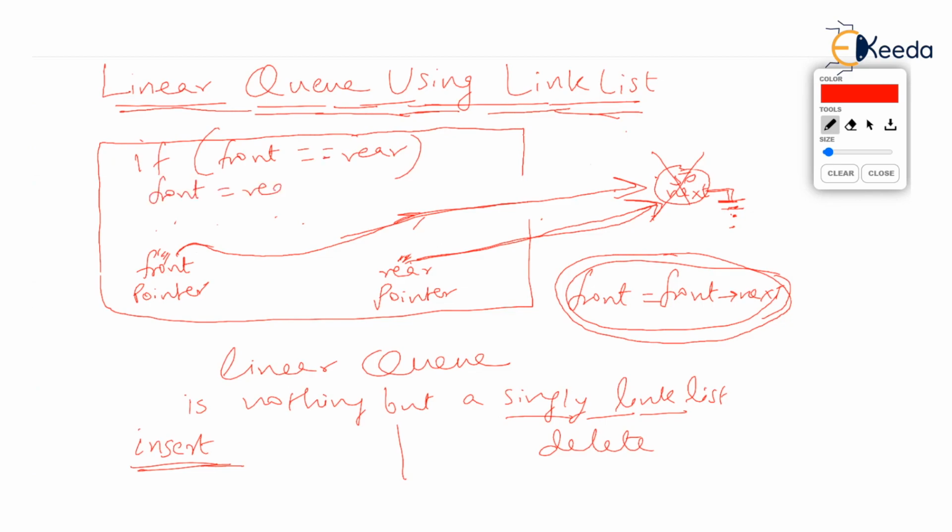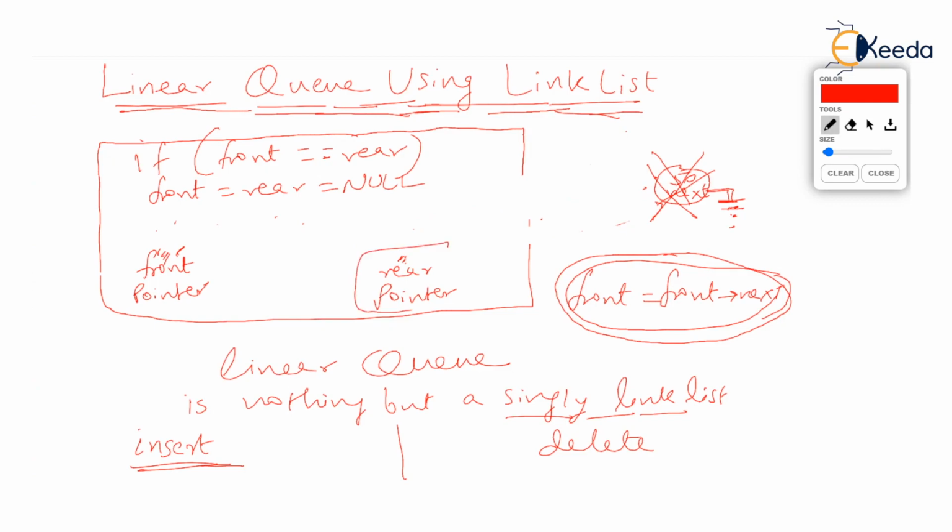Now 50 is getting deleted where front and rear both are pointing to 50. So if 50 gets deleted, then front and rear both pointers will abruptly become null, and they should, because the queue has become empty after deleting 50. Nothing is remaining, isn't it? So both front and rear will become null. Otherwise, you say front should become front arrow next. Yes. Then there is next node which can be appointed as the frontmost.